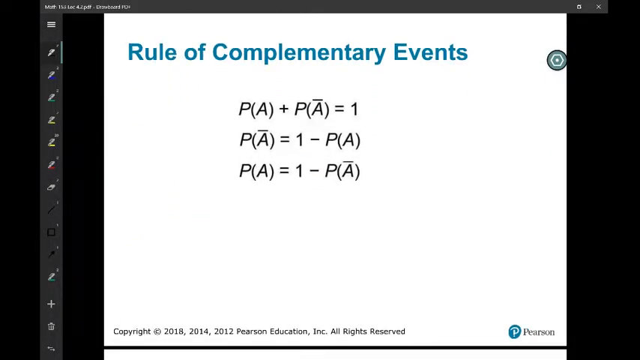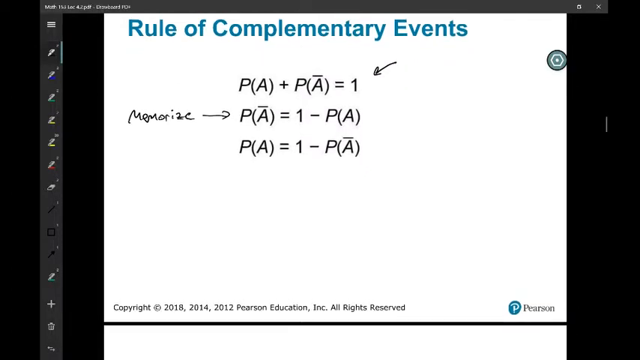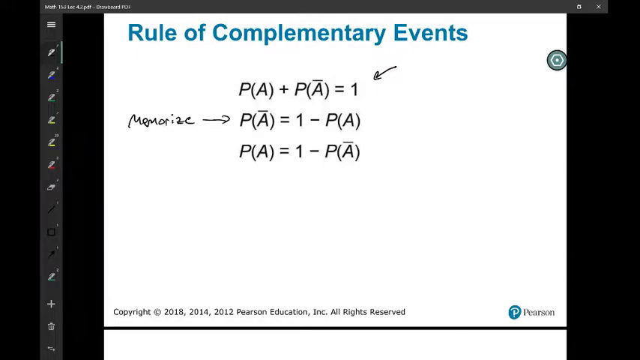So here are our rules for complementary events, and you definitely want to memorize this one, because then you can derive the other two. And this one really captures the idea of the complement. So complementary events are necessarily disjoint, and their sum is the total probability of something occurring or not occurring has to be 1.